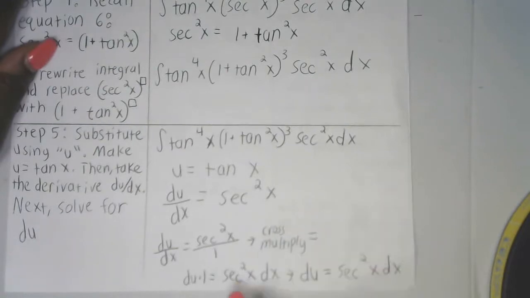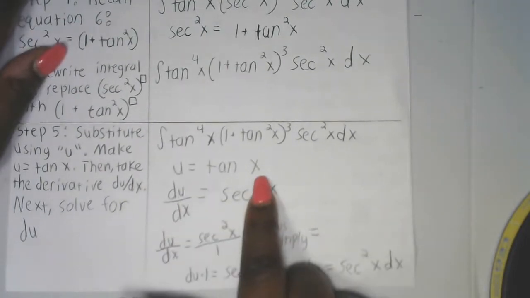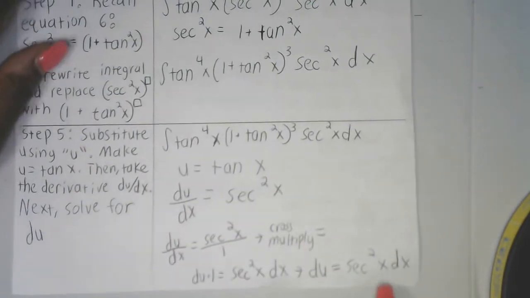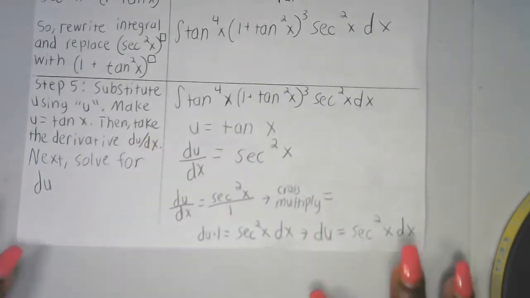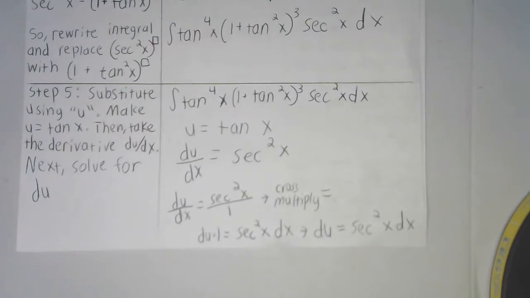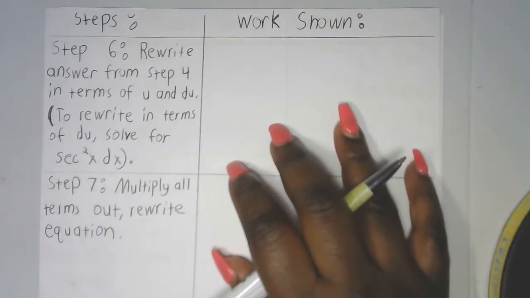We just have to define u and du, basically. So u is equal to tan x and du is equal to secant x squared dx. So that's it for step 5. Now let's go to step 6.